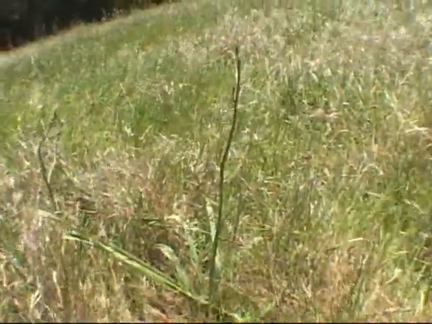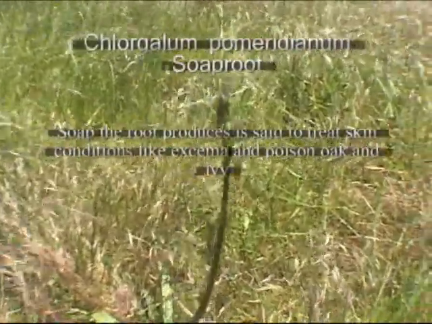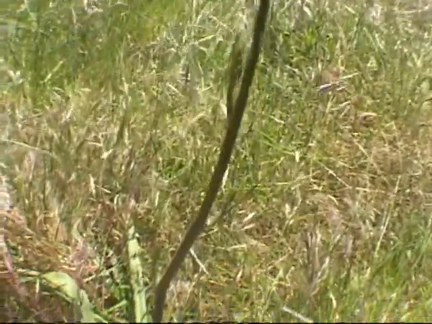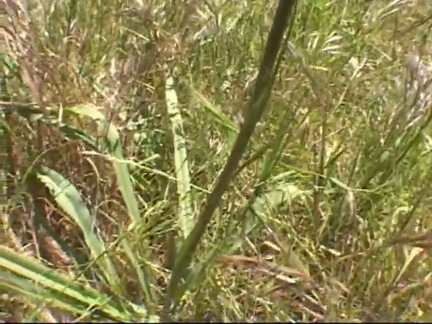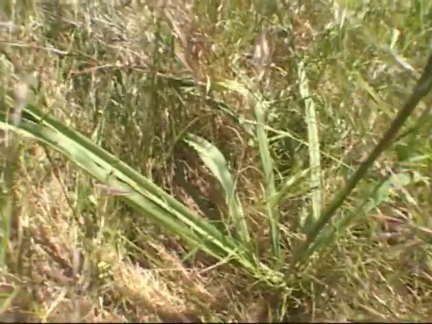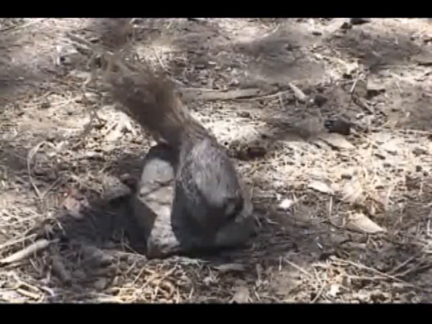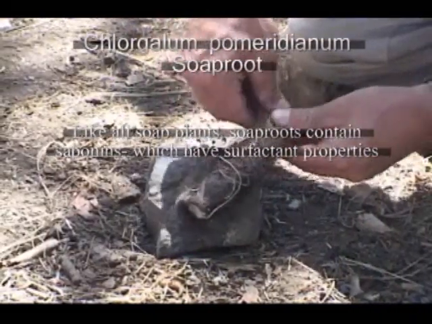In the medicinal category, the soap the root produces is said to benefit skin conditions like eczema, as well as rashes like poison oak and ivy. In the utility category, soap root's primary use is not very surprising, as a soap. The soap root, like all plants that produce soap, contains a chemical known as saponins.